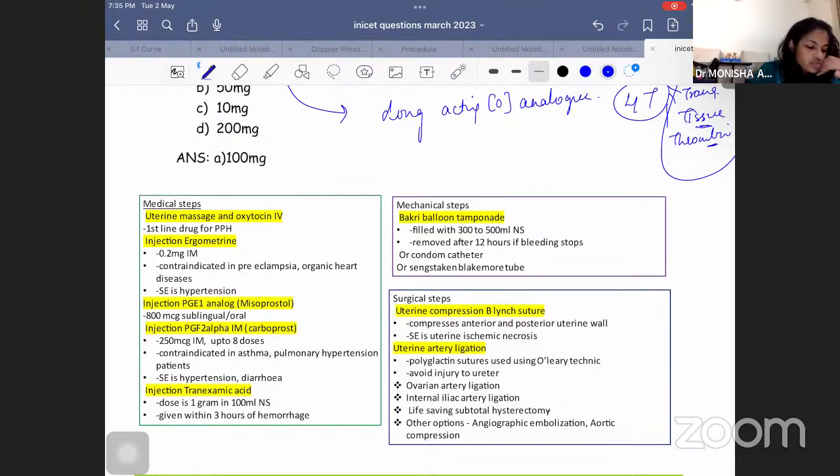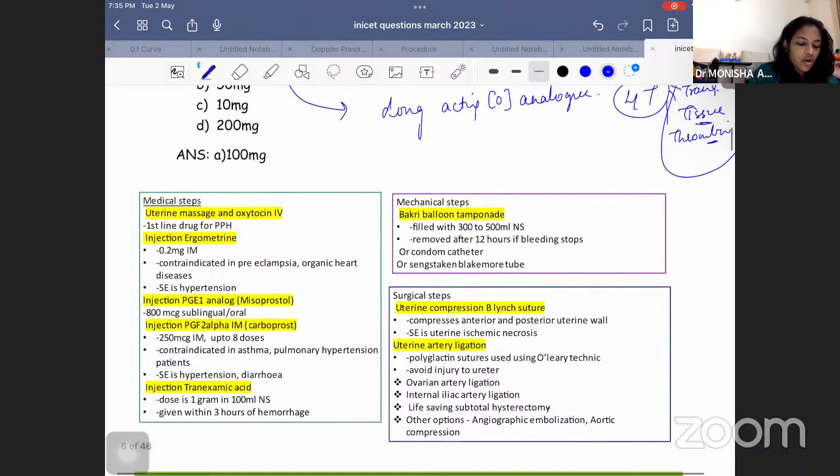So first step is a uterine massage and oxytocin. Oxytocin you give both as prophylactic as well as therapeutic. And if they ask which is the first line drug of PPH, the answer will be oxytocin. Next, what you have to talk about is the injection ergometrine.